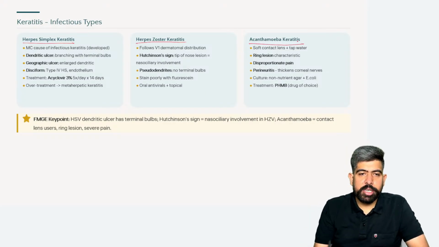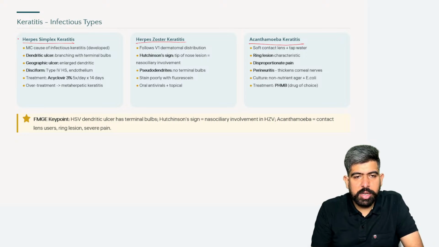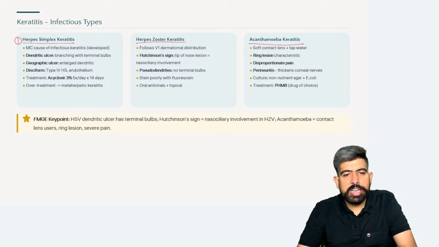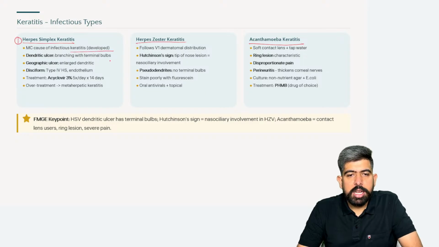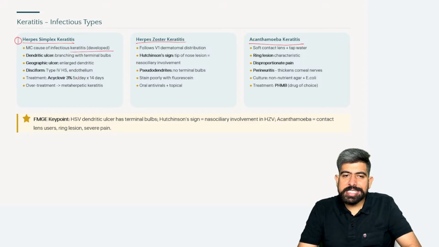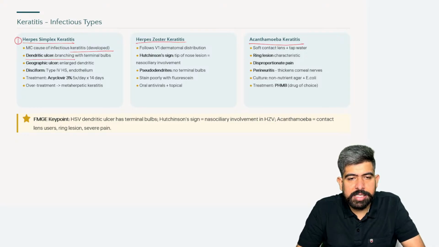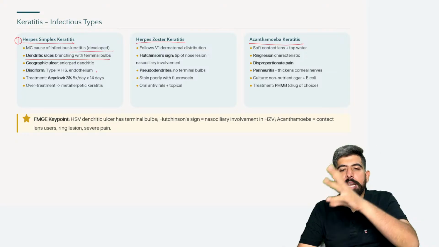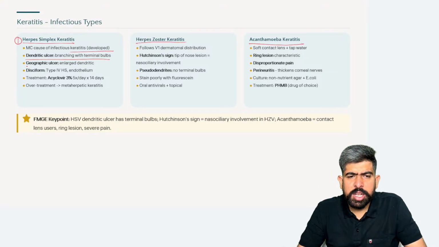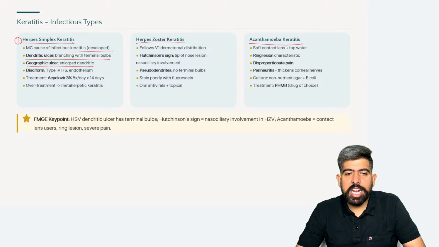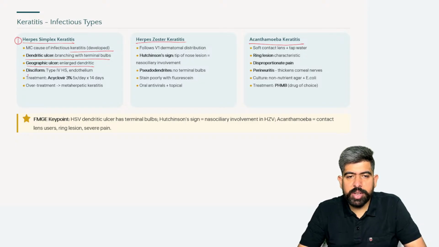Now, starting with the first one, as with all infections. As you know, the most common cause of infectious keratitis is herpes simplex keratitis. In this, we are going to see the dendritic ulcer, which has branching and terminal bulbs. Also, in the later stage there is a geographic ulcer, with enlargement of the dendrites, and there will be disciform keratitis. This involves type 4 hypersensitivity and the endothelium.